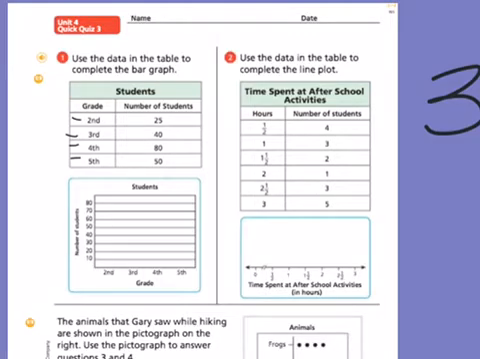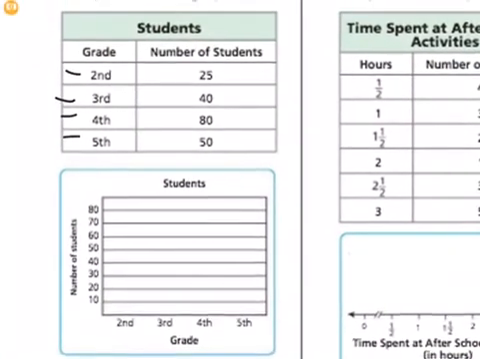Number of students that are involved: second grade has 25 students. In third grade, there's 40 students. Fourth grade, there's 80 students. And fifth grade, there's 50 students. So we're going to make our bar graph to match the data in this table.